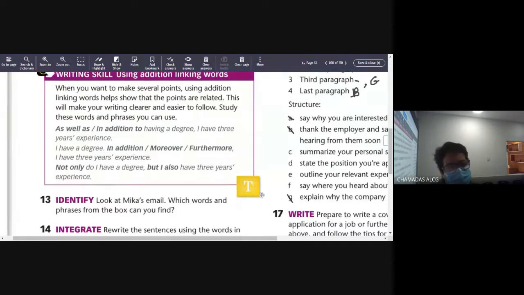Yes. The first one, as well as, the sentence will be right. As well as having a degree, I have 3 years experience. Yeah. Yes. I can use that, as well as having a degree, or in addition to having a degree, I have 3 years experience. You can also say, I have 3 years experience, period, as well as having a degree. Okay, you can also use the other way around. Yeah. Now here, not only do I have a degree, comma, but I also have 3 years experience.